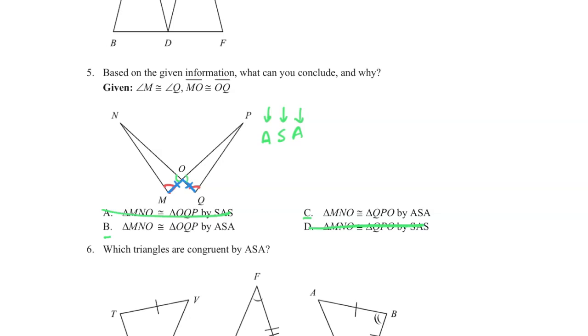So we have triangle MNO is congruent to OQP, and we have triangle MNO is congruent to triangle QPO. So your answer is C because of the correct order. M corresponds with Q, O corresponds with O, and then the other angle, N, corresponds with P. So your answer is C.